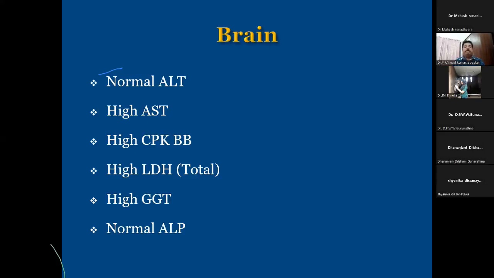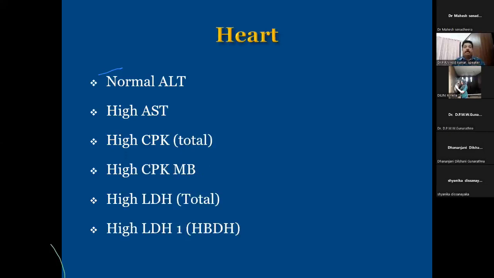CPK-BB is found abundant in the brain. High LDH, total LDH. High GGT, normal alkaline phosphatase. Alkaline phosphatase has nothing to do with the brain. If you are targeting the heart, it has no ALT, normal ALT. It has high AST. AST is found everywhere. CPK total, CPK-MB is increased. LDH total is increased, but LDH1, that is HBDH, is increased. We already studied it.